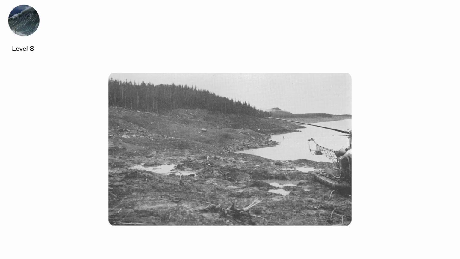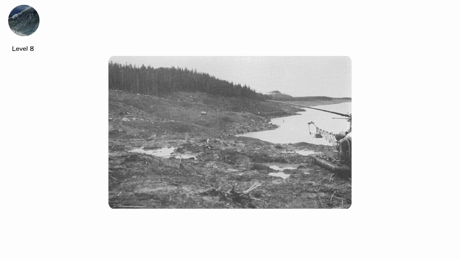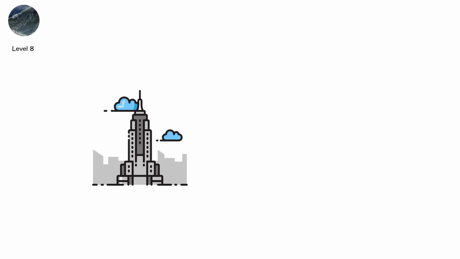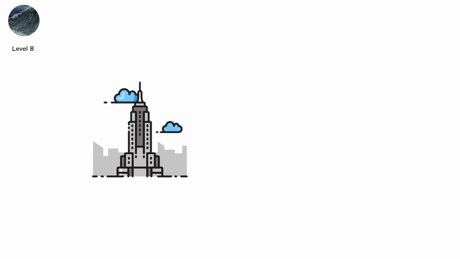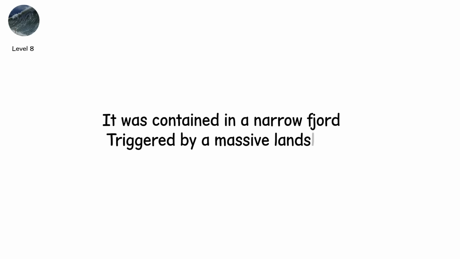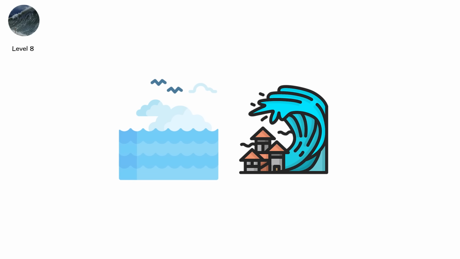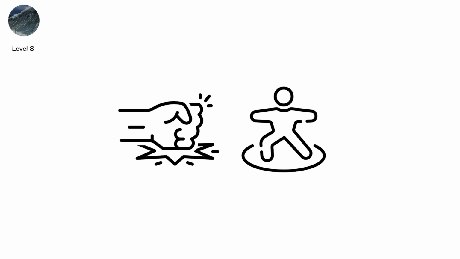The 1958 Lituya Bay mega tsunami in Alaska is often cited as the most extreme wave ever recorded by human instruments. 524 meters high, that's not a typo. That's taller than the Empire State Building. But here's the caveat, it wasn't oceanic. It was contained in a narrow fjord, triggered by a massive landslide, which funneled all the energy into a single wave up a mountainside. It wasn't the kind of tsunami that sweeps across oceans and hits populated coasts, but it showed us what's physically possible when enough mass shifts suddenly and violently.